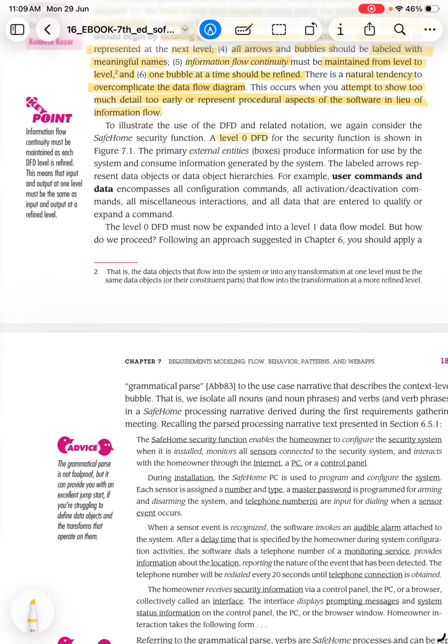The primary external entities (boxes) produce information for use by the system and consume information generated by the system. The labeled arrows represent data objects or data object hierarchies. For example, user commands and data encompasses all configuration commands, all activation/deactivation commands, all miscellaneous interactions, and all data that are entered to qualify or expand a command.